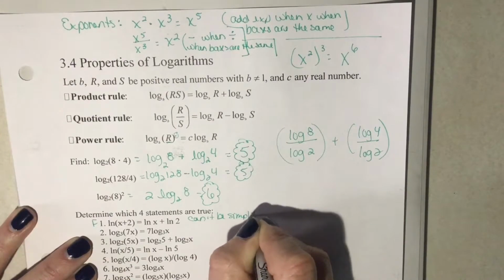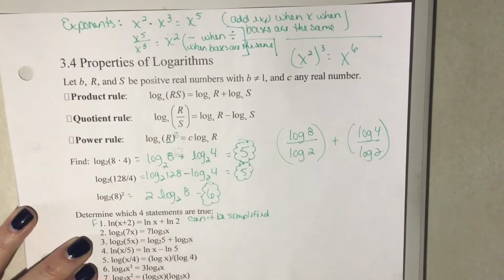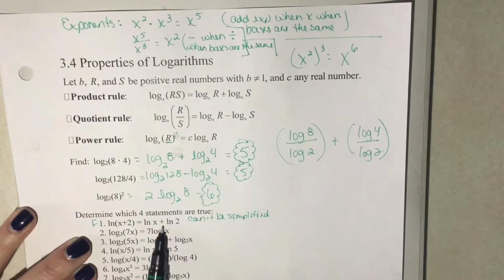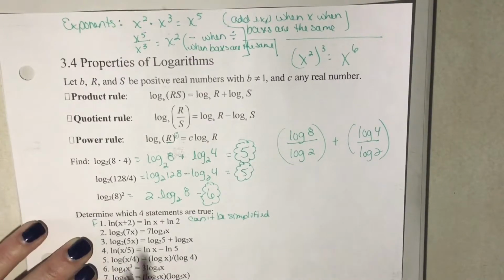If I'm strictly looking at what's on the left, that can't be simplified. If I wanted to simplify it to the way it is on the right, what would have to happen between the x and that 2? It would have to be multiplied. Number 2, is that a true statement?